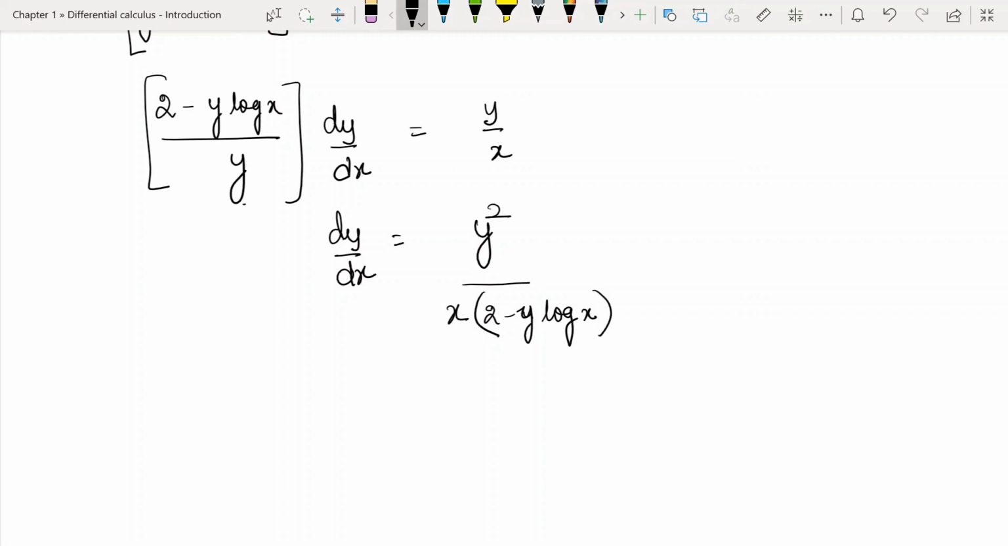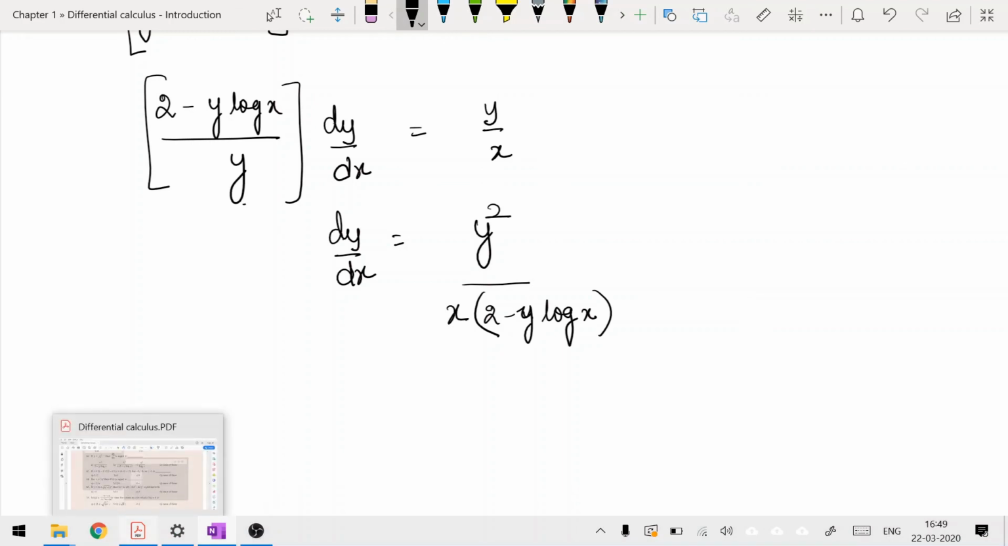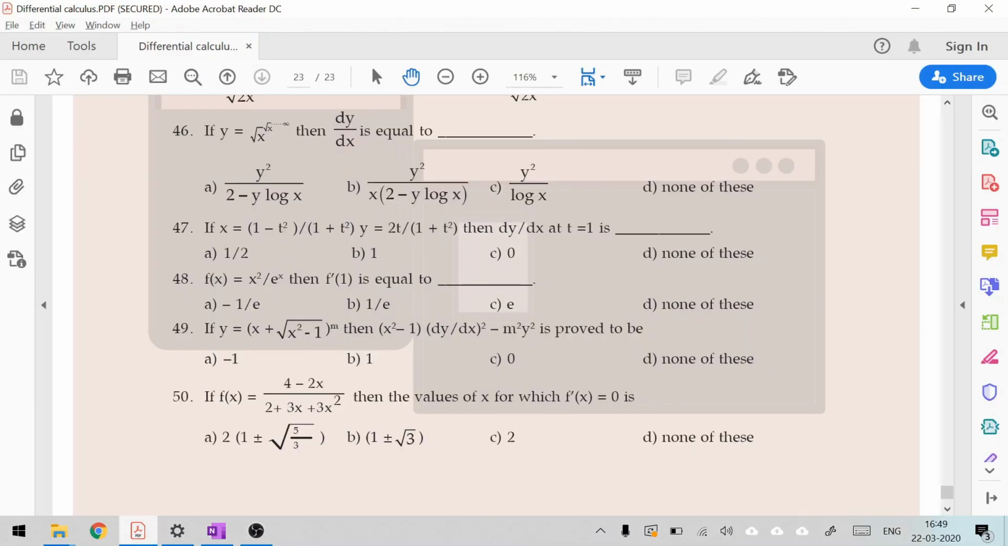So let's check which option matches this. y square was there in all the three options. Let's just look at the denominator to match it. x into 2 minus y log x, option B.